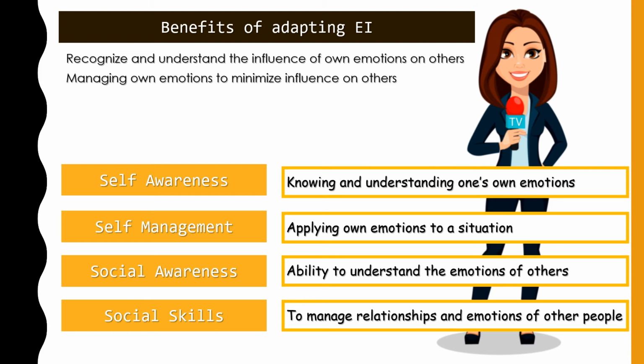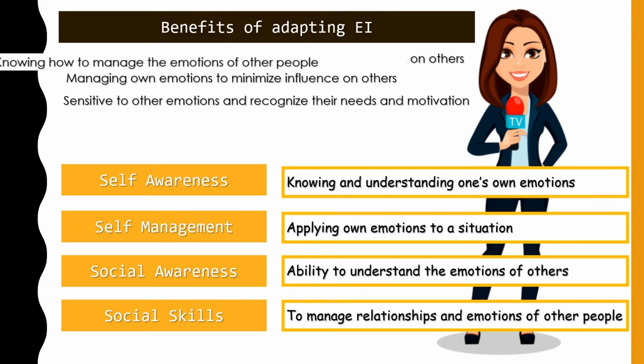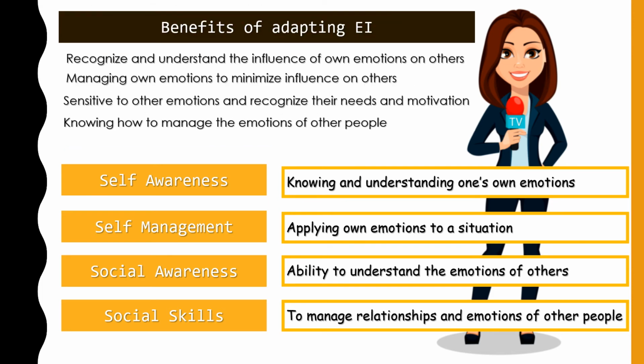All right. And when you're socially aware, okay, then the benefit would be you would be more sensitive to other emotions and you recognize their needs and motivation. You have a friend who is down and sad, you would be more sensitive to your friend's emotions, and you would recognize that something is amiss. Okay, that's being socially aware, and that's a benefit of being socially aware. Now, in terms of social skills, right, the benefit of managing relationships and emotions of other people is basically that when you have good social skills, you know how to manage the emotions of other people. You know what to say, you know how to react, you know what to provide for them to help them feel better.